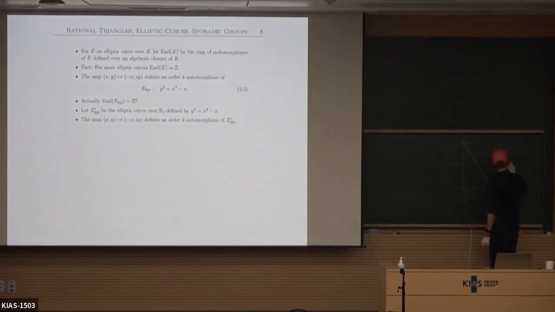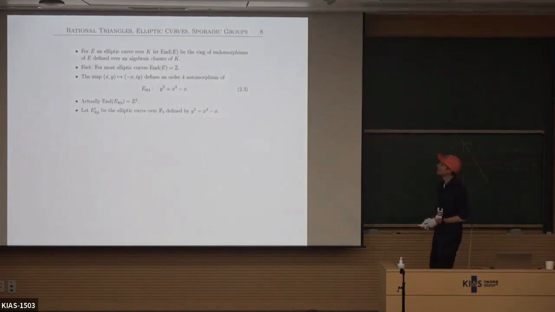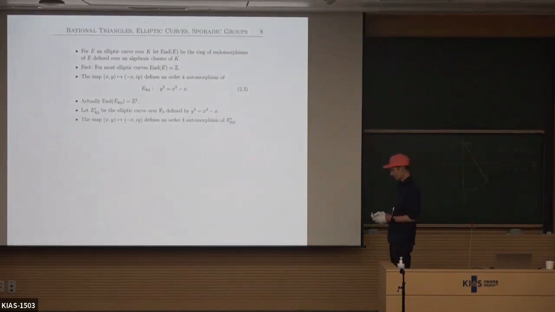So F3 adjoin x mod x squared plus 1, that's F9. So F9 is F3 adjoin i.